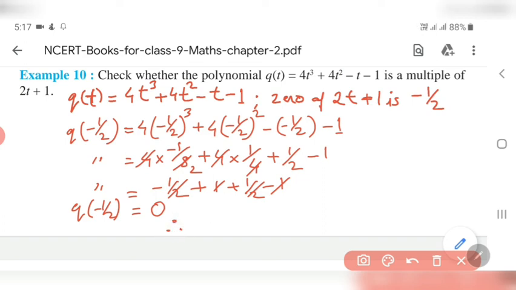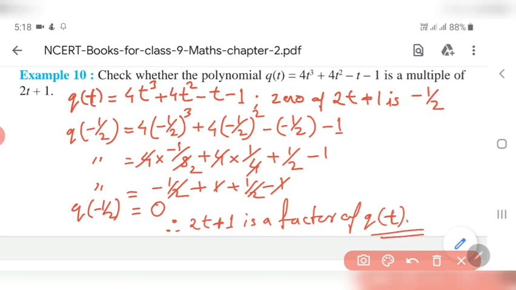Therefore, we can write 2t + 1 is a factor of q(t). Is a factor of q(t). So this will be the answer. You understood, no? 2t + 1 is a factor of q(t).